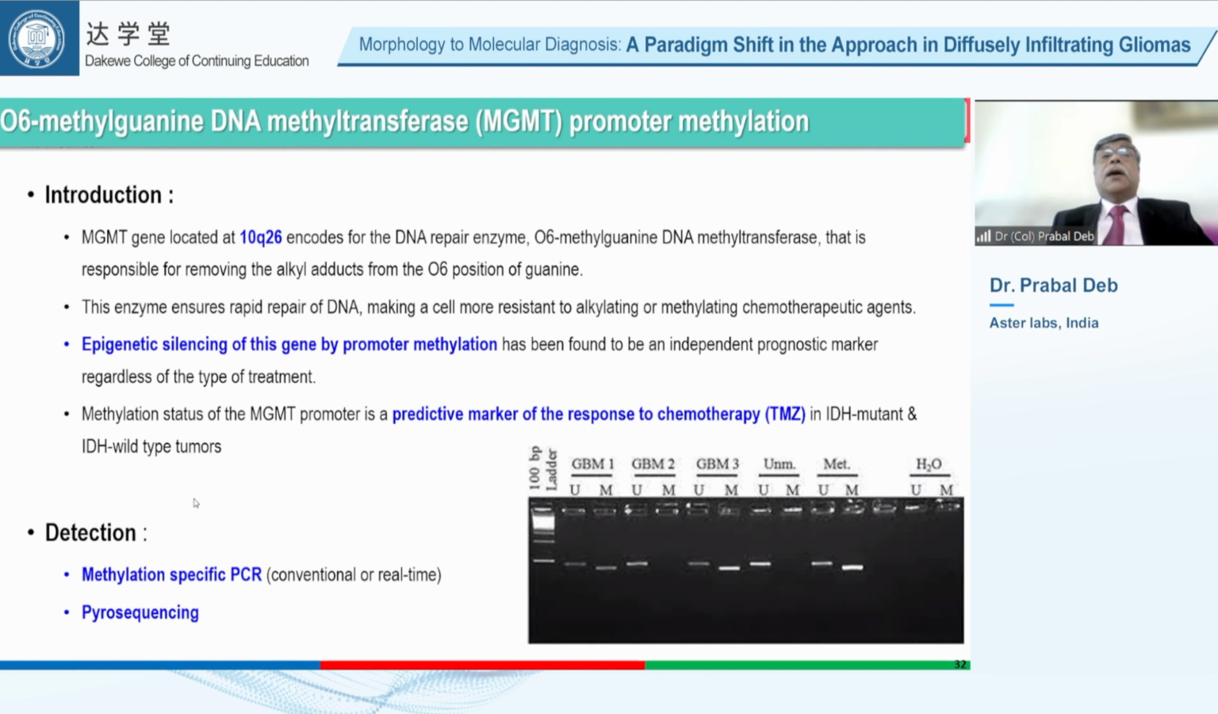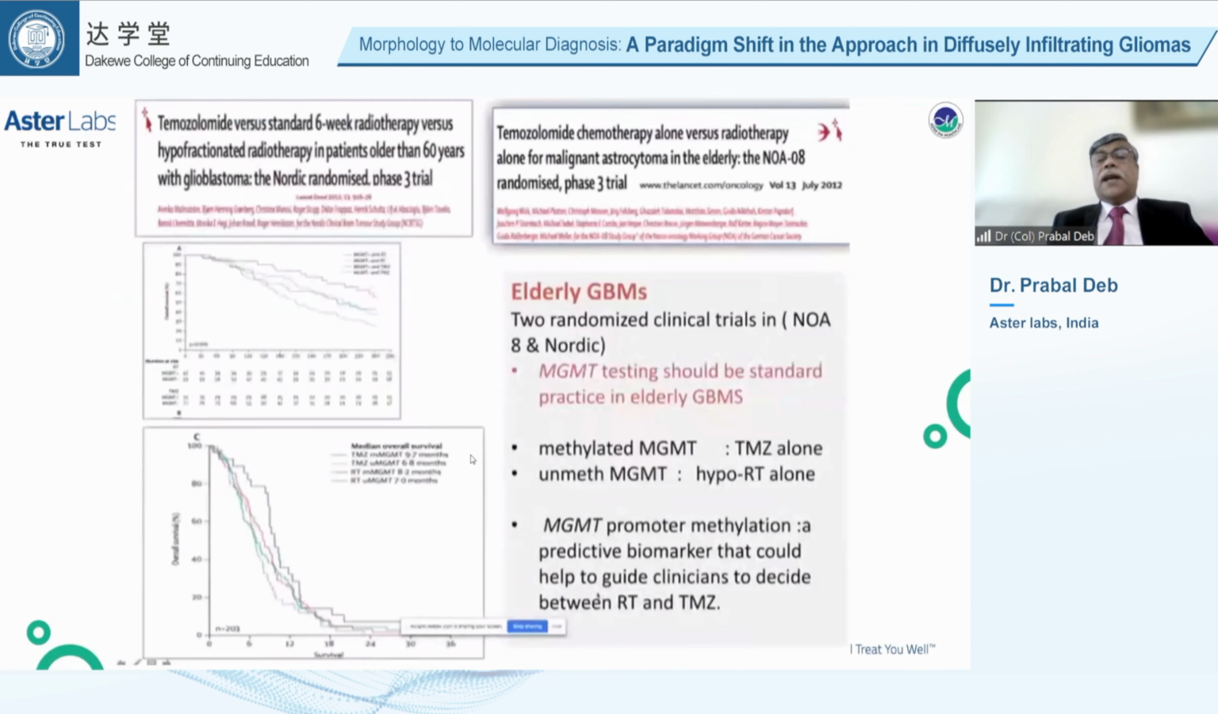We can detect MGMT using methylation-specific PCR and pyrosequencing, and it is imperative that all these new high-grade gliomas should be evaluated for MGMT epigenetic silencing because we can give them temozolomide. And as all studies subsequent to that, which we all know, cases which have received temozolomide and especially temozolomide with radiotherapy have had a very good outcome.